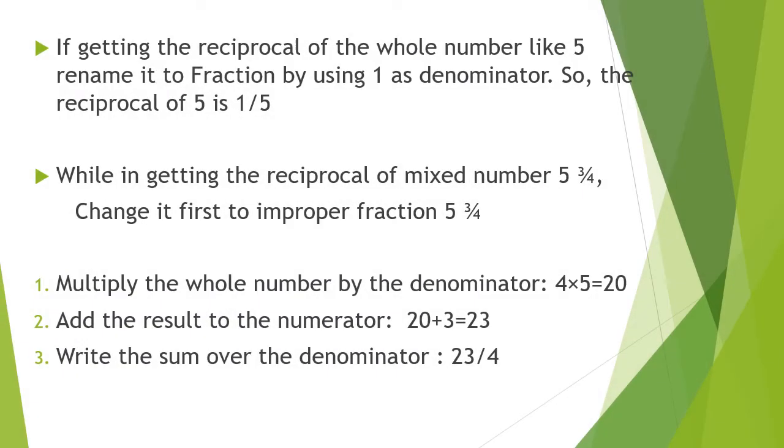If getting the reciprocal of a whole number like 5, rename it as a fraction by using 1 as denominator. So the reciprocal of 5 is 1/5. While in getting the reciprocal of mixed number 5 and 3/4, change it first to improper fraction. Step 1, multiply the whole number by the denominator. 4 times 5 equals 20. Add the result to the numerator. 20 plus 3 equals 23. Write the sum over the denominator. 23/4.